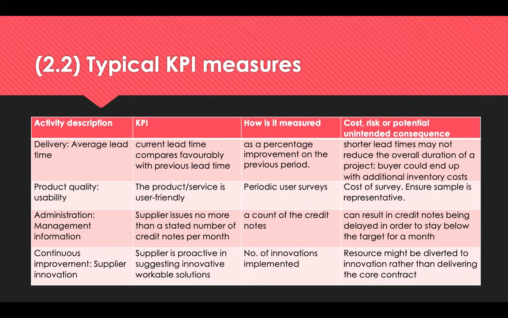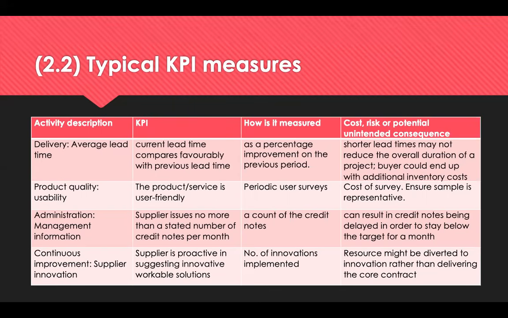For administration, an example of a KPI for a credit note could be suppliers issue no more than the stated number of credits per month. This could be measured by a count of the credit notes. Although it's aimed at ensuring the accuracy of invoices, it can reduce the credit notes being delayed.